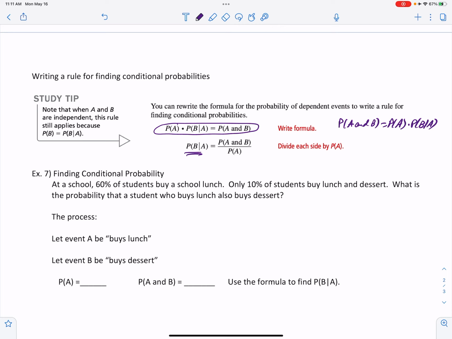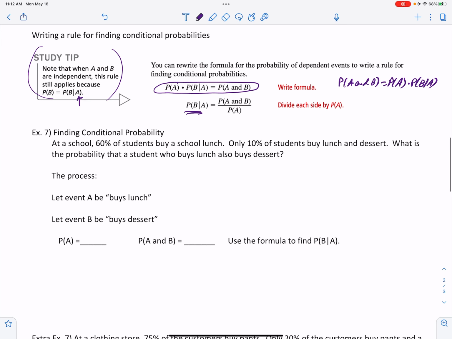And this is kind of an interesting little point. Note that when A and B are independent, this rule still applies, because the probability of B is no different than the probability of B given A. When they're independent, if event A happens, it doesn't change the probability of B. So those two are exactly the same.